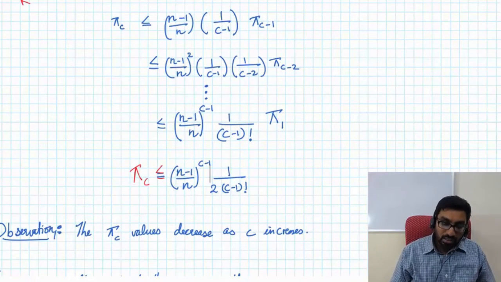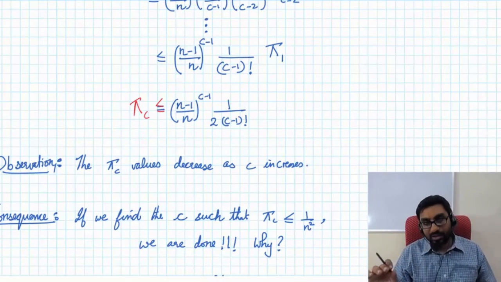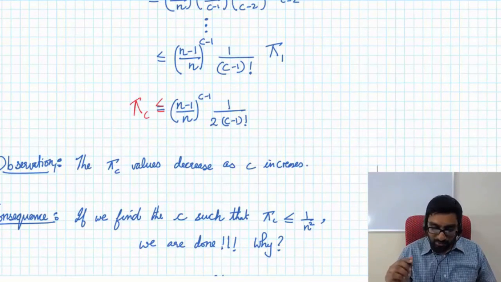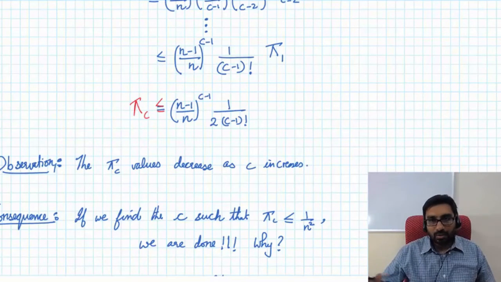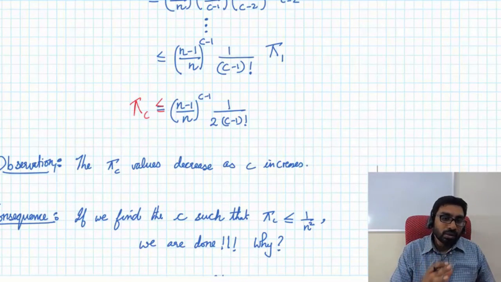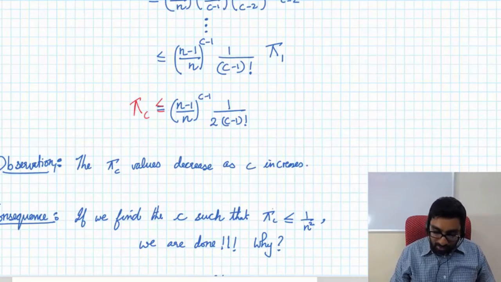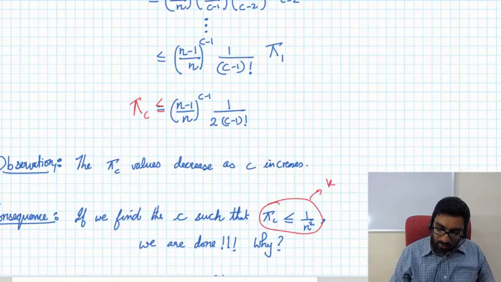Let's make a quick observation before we proceed. These pi c values, they decrease as c increases. And as a consequence, if we find the c value such that pi c is at most 1 over n squared, we're done. Because we don't want a very large c value, we want as small a c value as possible. But if we find a c value where pi c is 1 over n squared, all subsequent values of pi c are only going to be smaller. And by the union bound, if you add up all of their probabilities, it's not going to exceed 1 over n. And so then the probability mass has to rest on all the states that preceded c, which is what we want. So that's going to be the c that gives us the k. Basically, the c will get k.